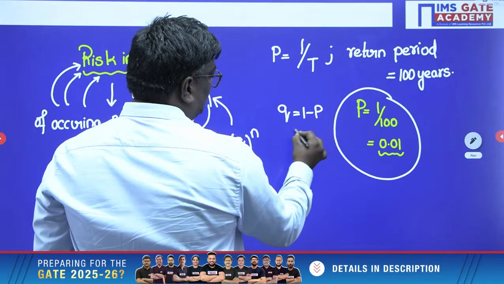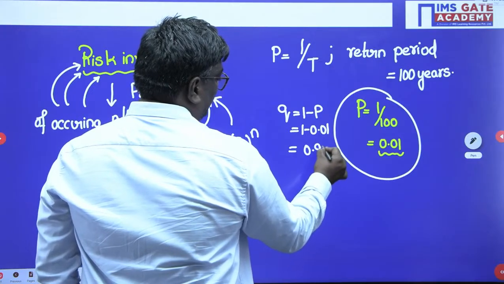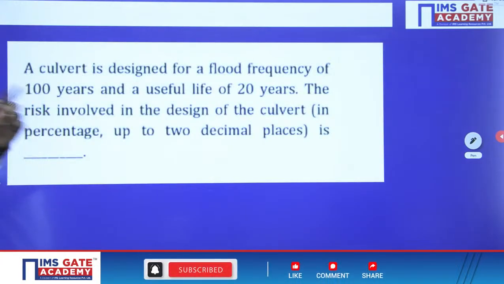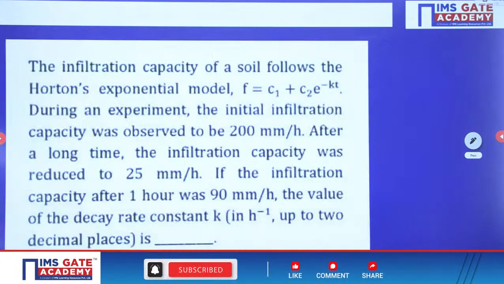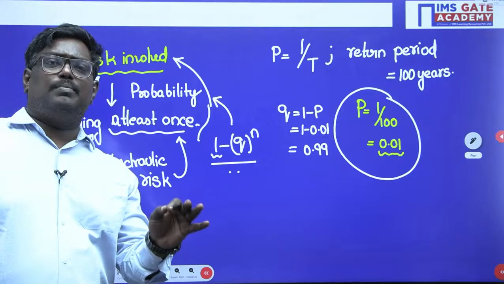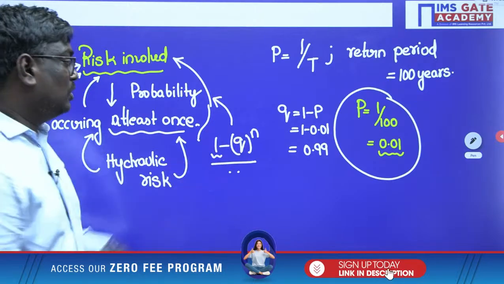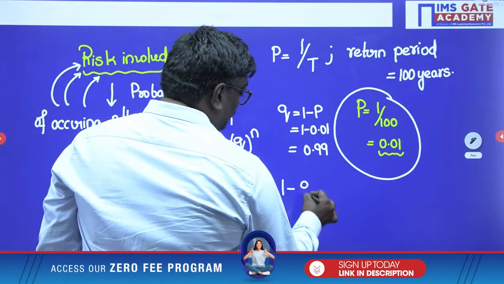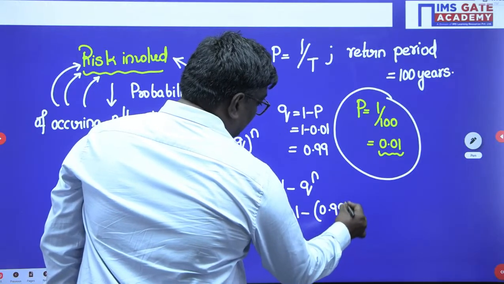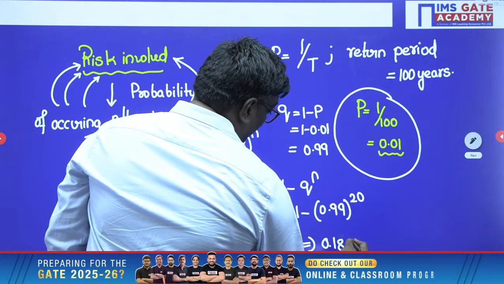Q will be equal to what, sir? 1 minus P, that is 1 minus 0.01, so it will be equal to 0.99. But in how many consecutive years have they given? The risk involved in the design of the culvert in the life of 20 years. So please understand, hydraulic risk means you have to calculate the probability of occurring at least once. If it occurred even once, it is a risk. So the formula is 1 minus q power n, so 1 minus 0.99 power 20. You will get an answer of 0.182.